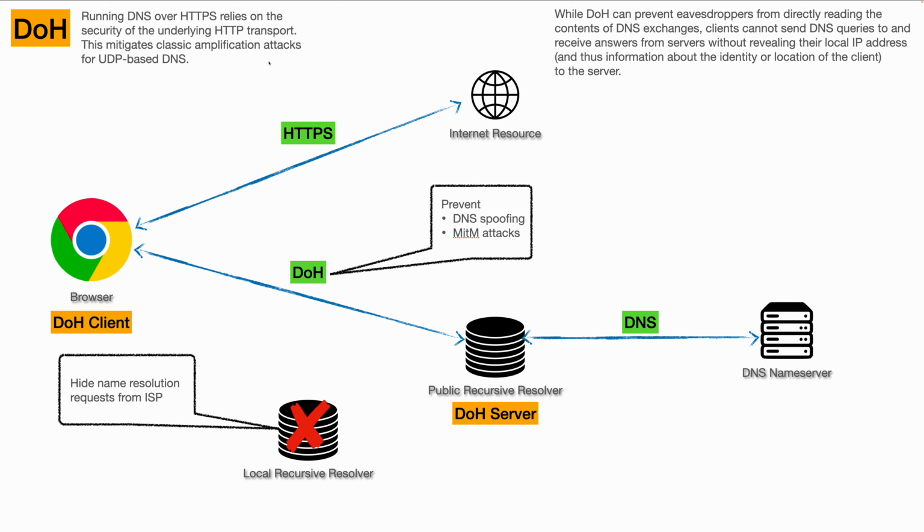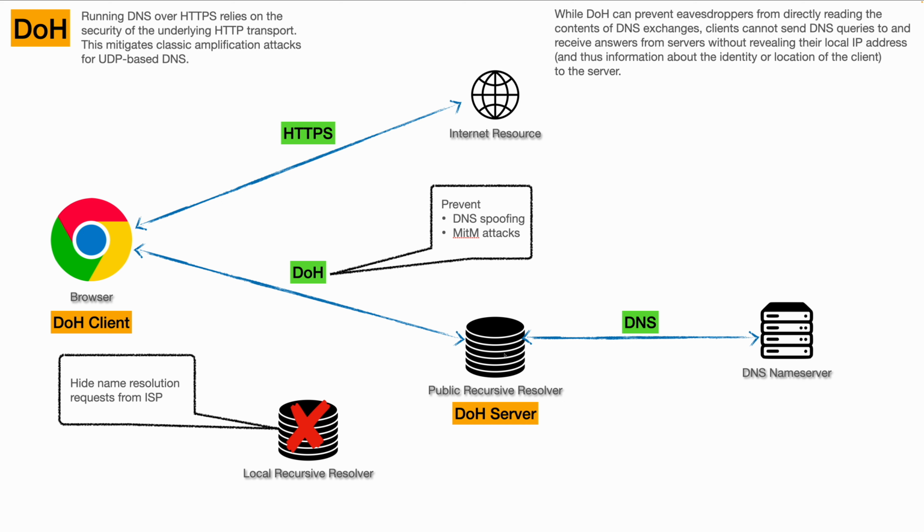DoH, or DNS over HTTPS, uses HTTPS to transfer name resolution requests and receive responses so that it can prevent, for example, DNS spoofing or man-in-the-middle attacks. It doesn't use whatever local recursive resolver you originally had. Instead, it will use a public recursive resolver. Your program will only communicate with this DoH server, the public resolver, with HTTPS.